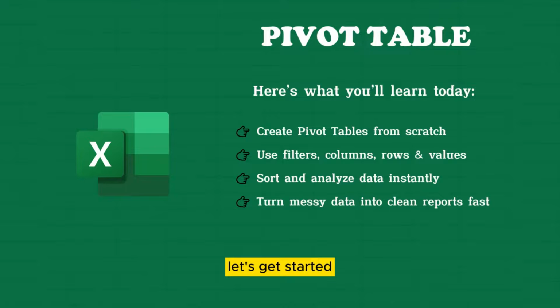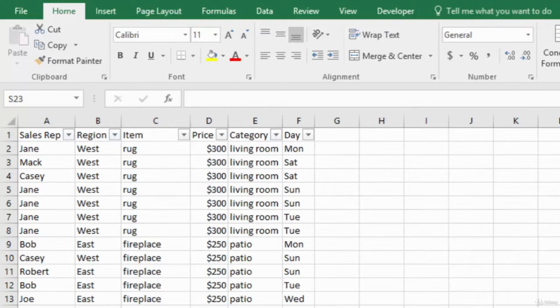Let's get started. So at this point, we have all of our data sorted and organized and cleaned up, so it's ready to go and ready to create awesome pivot tables, and we've formatted it into a table so that it's dynamic, so that it's easy to update our pivot tables if we add information in here.